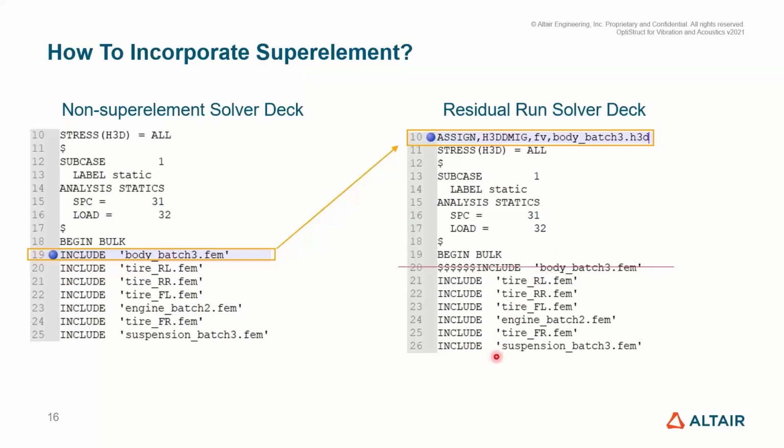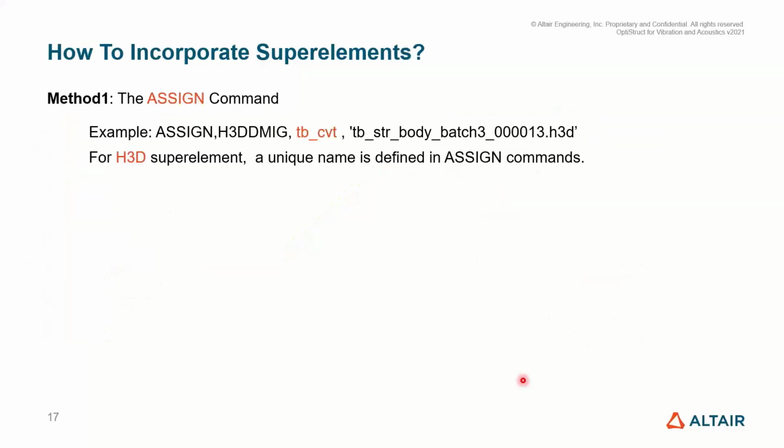Of course, in the solver deck, we also need to define connection elements, how to connect tire with a suspension, how to connect suspension with our train body. But here I didn't show it. So generally, there are two methods to incorporate CMS elements. First method is assign. We assign the H3D file. We also need to give it a unique name.